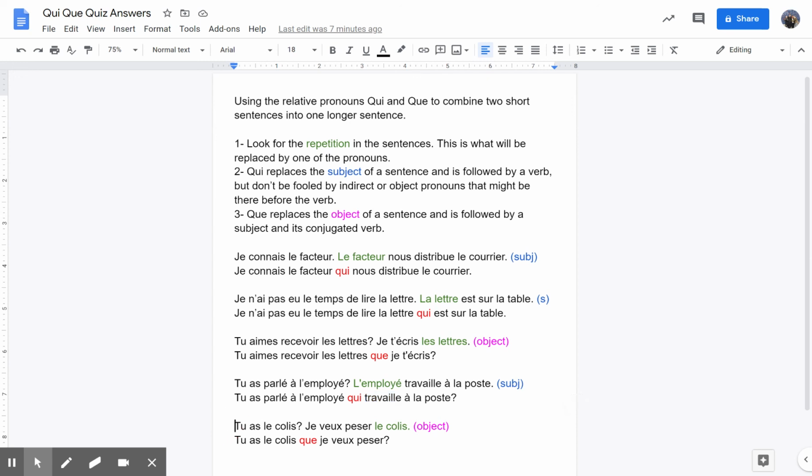Last one. Tu as le colis? Je veux peser le colis. You have the package? I want to weigh the package. What do you want to weigh? I want to weigh the package. I know then that it's the object. So now I know that I'm going to use que. Tu as le colis que je veux peser. You have the package that I want to weigh. You have que, a subject, and a verb.